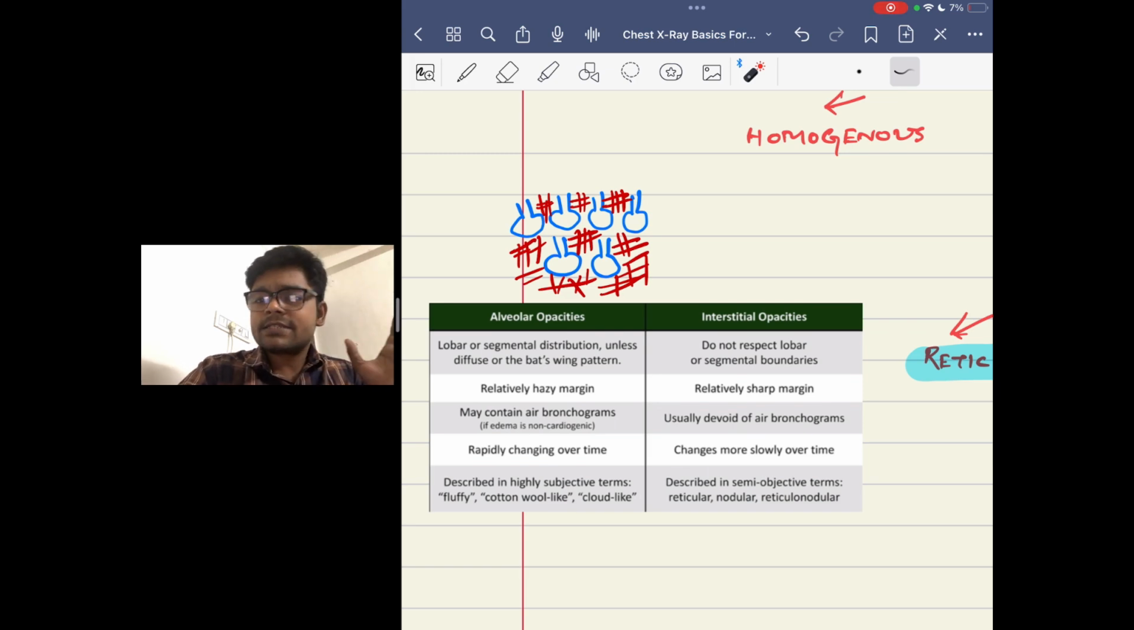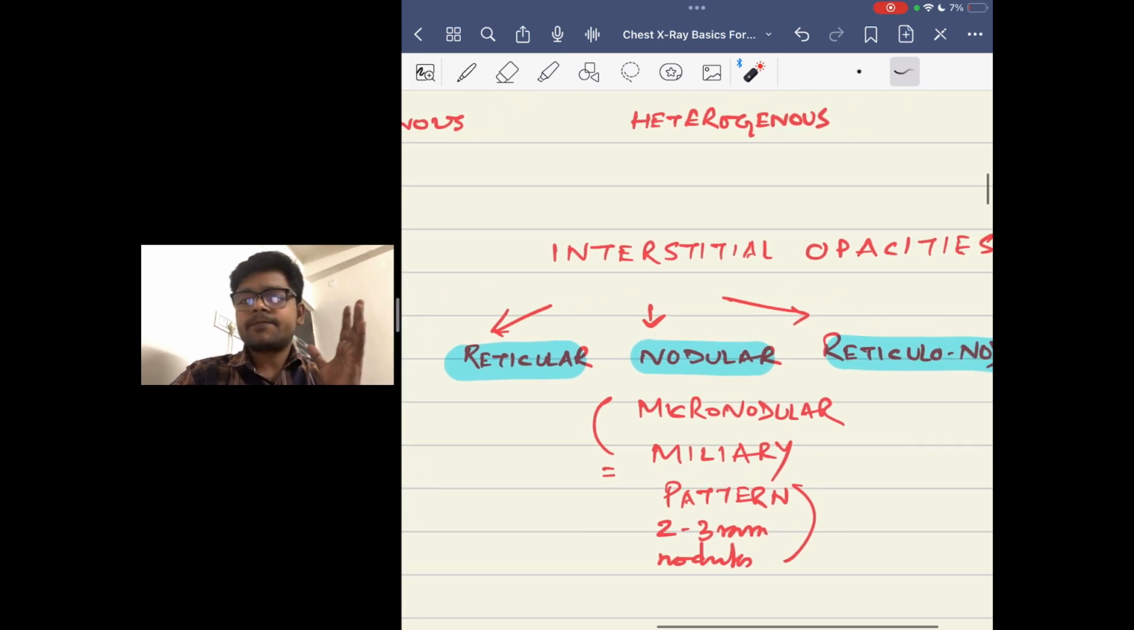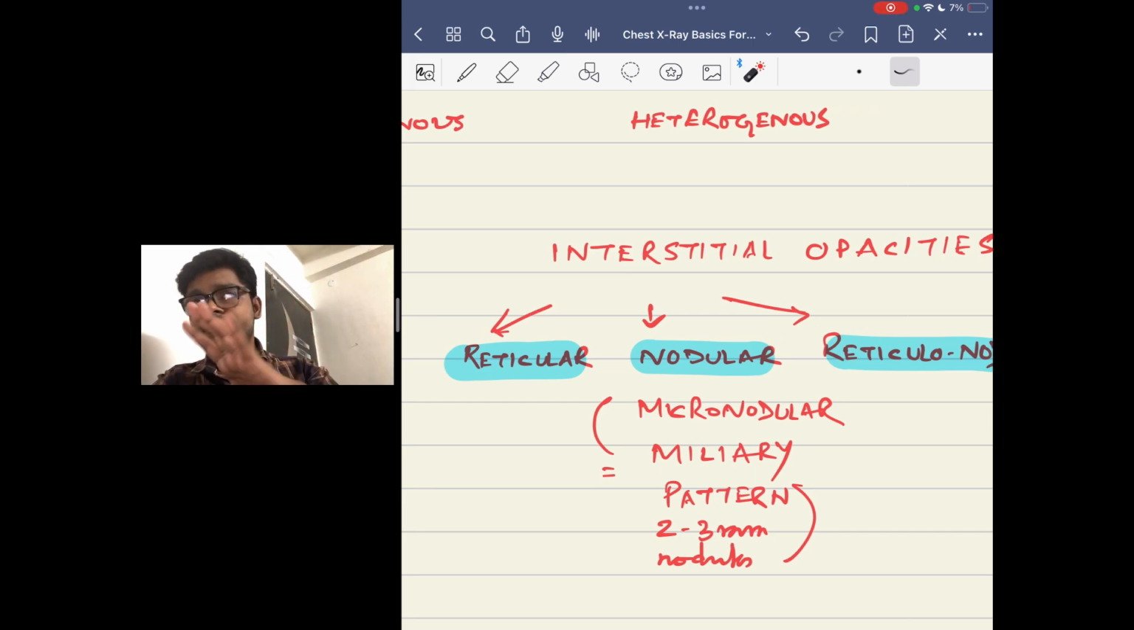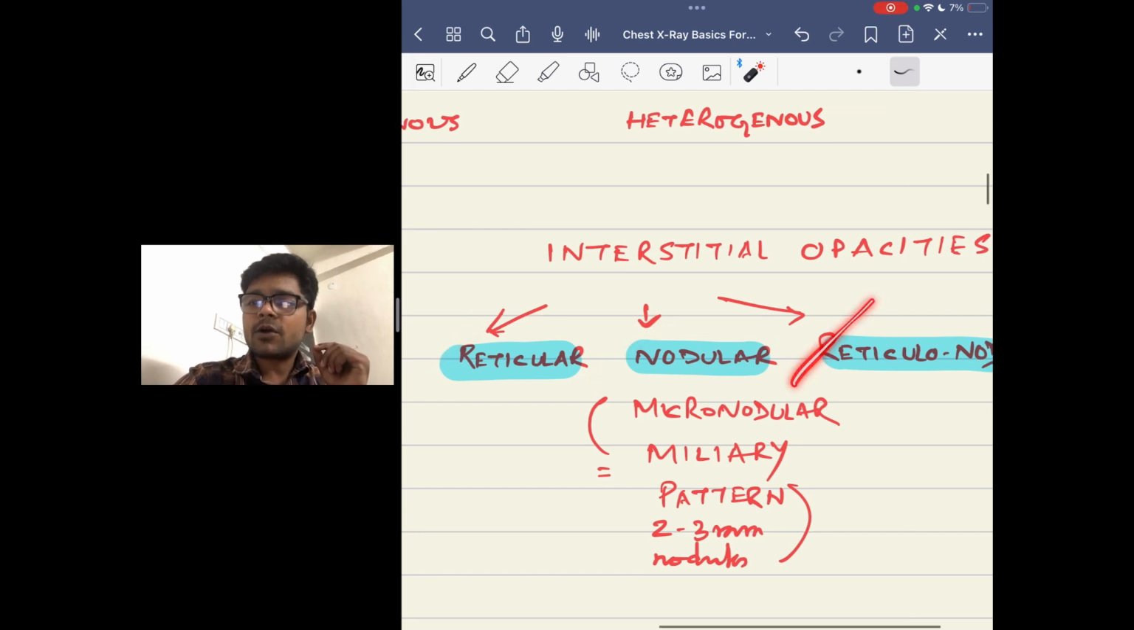And interstitial opacities can be of three types. So these types you need to first describe. So we are describing an opacity. If you're finding that the opacities are not fluffy, they are not respecting the lobar boundaries, they're having somewhat sharper margins, so you will describe it as interstitial opacity. And they can be reticular, they can be nodular, or a combination of both.